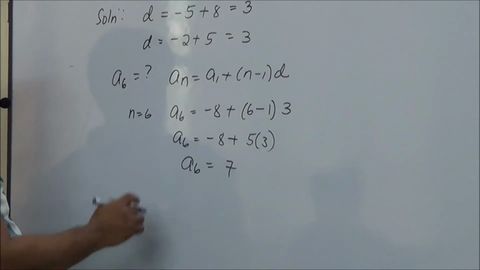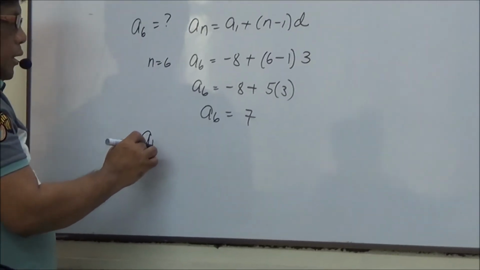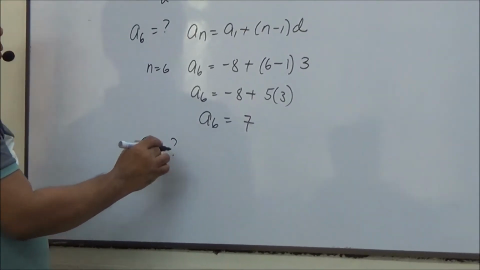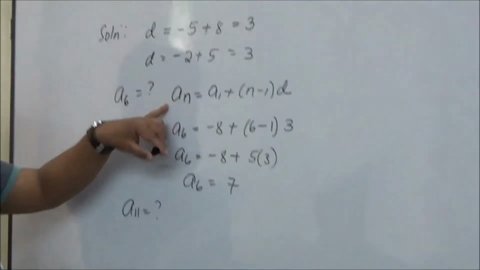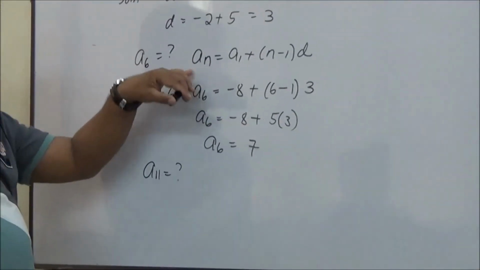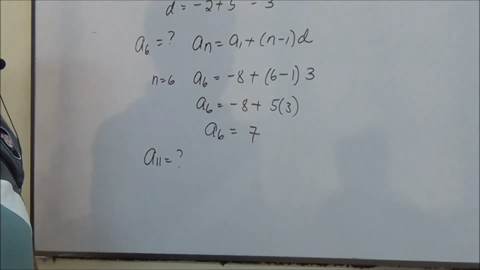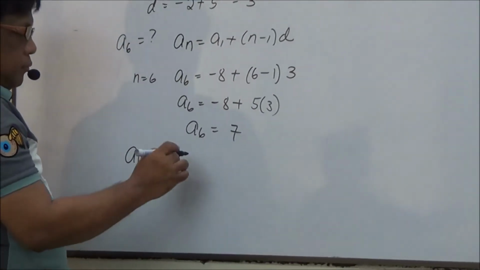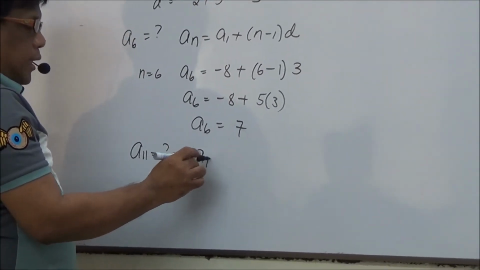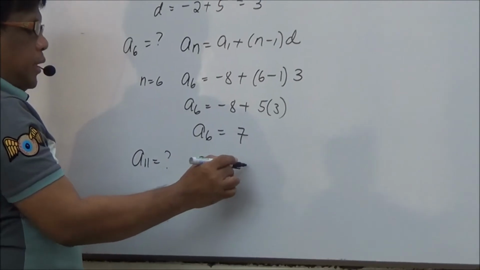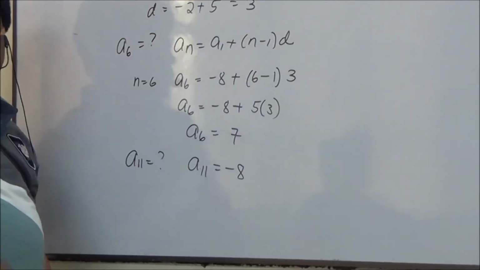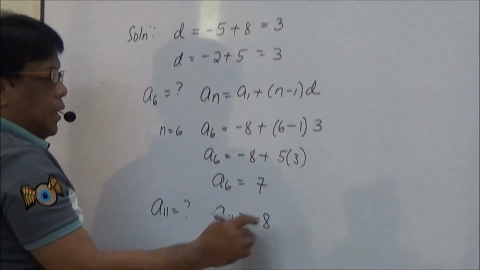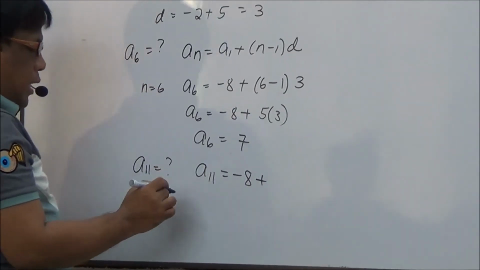What about the 11th term? For the 11th term, we make use of the same formula, a sub n equals a1 plus (n minus 1) times t. So this is now a11 equals a1, the first term, which is negative 8, plus, and here now is 11.